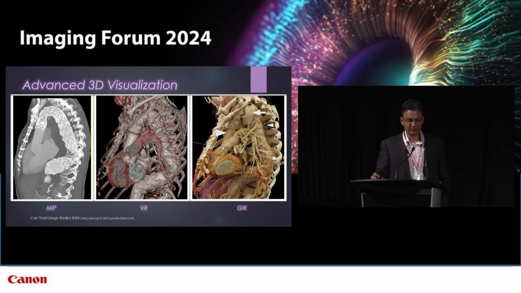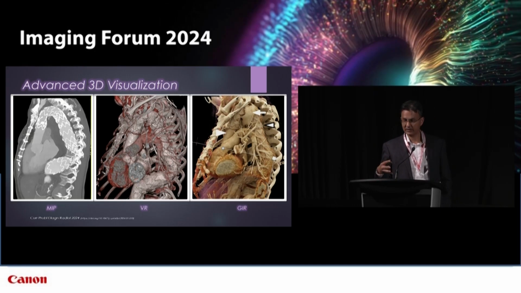So here's an example of someone with complex aortic surgery. They've had an ascending aortic reconstruction with a stent graft in the ascending aorta as well as the descending aorta. So we can compare the MIP image on the left, which is familiar, but sort of limited in the amount of information it's providing us.